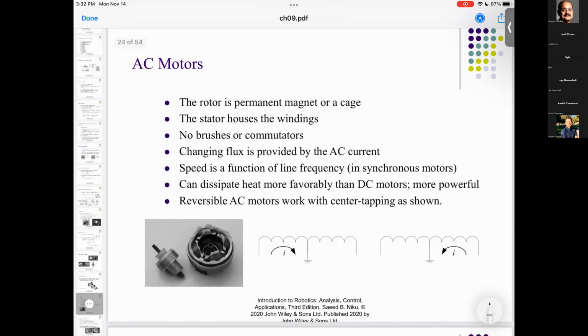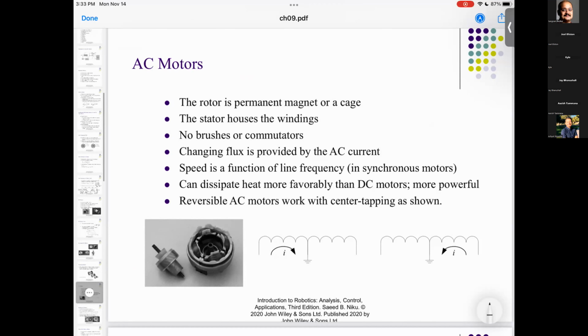AC motors, again, the rotor is a permanent magnet or it could be a squirrel cage. The stator would have some windings. Those windings are charged, and then the field rotates, and then the rotor tries to catch up. There is something called the synchronous motor, and there is an asynchronous motor. In the synchronous motor, the rotor runs at the speed of the stator magnetic field. In an asynchronous motor, there is a difference in the speed. And again, depending upon the application, you can choose different types of motor.